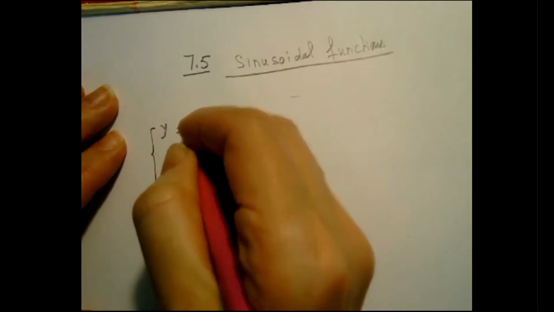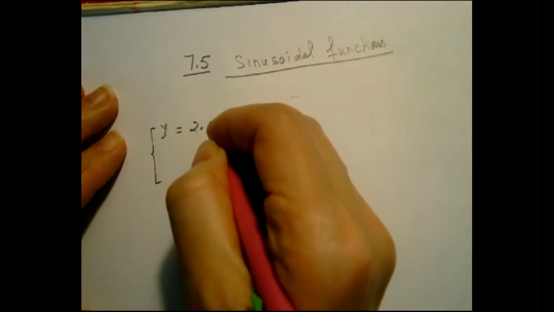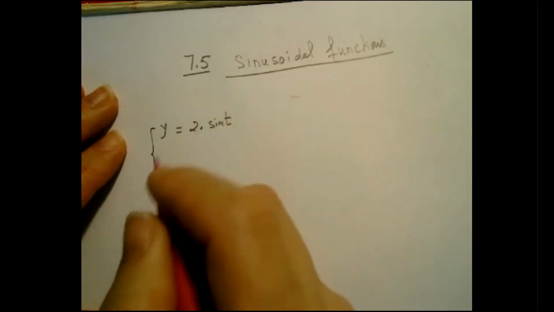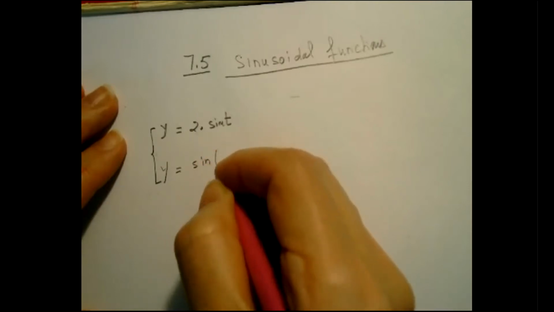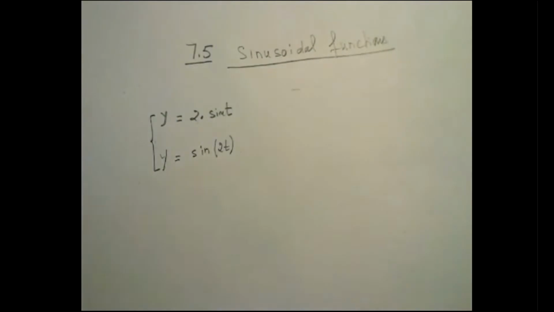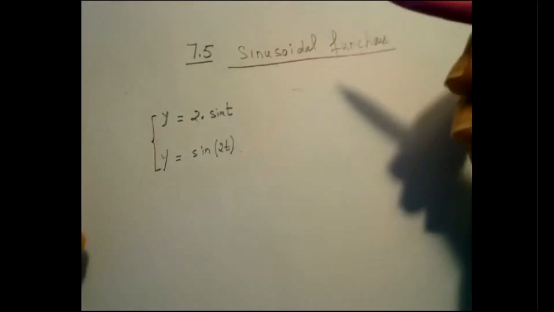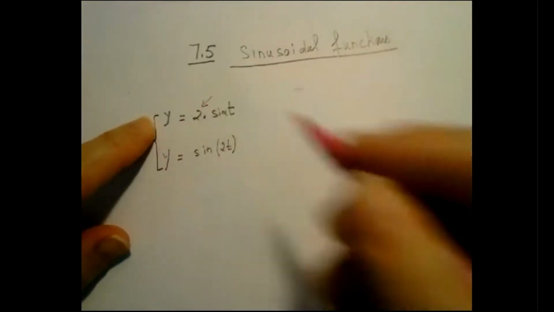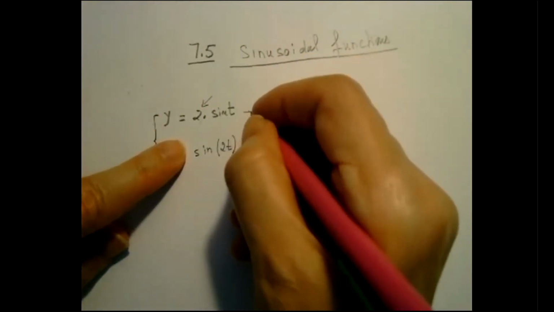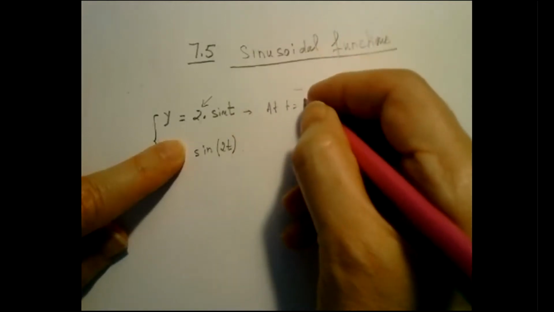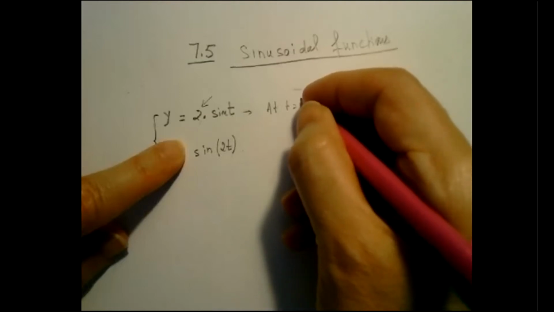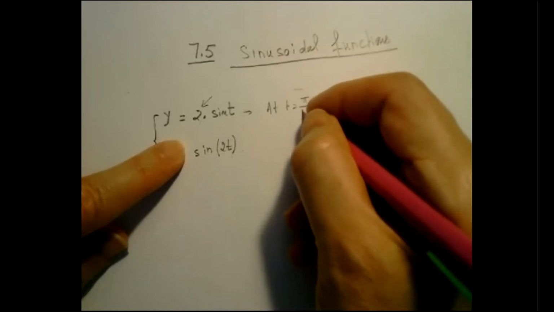Suppose I give you y equals 2 times the sine of t, versus y equals the sine of 2t. First, let's make sure that we understand that those are very, very different functions. So in here, I'm multiplying the sine by 2. So for example, if I take t equal to, I want to take a nice number. So suppose I take t equal, let us say, pi over 4.